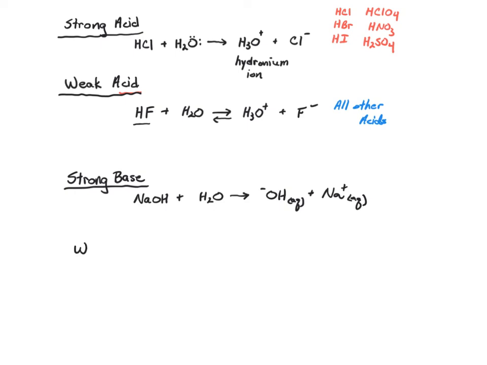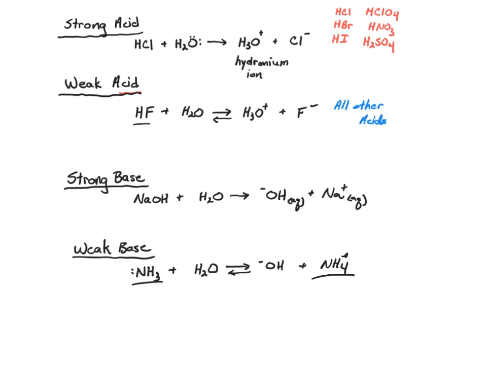Now, a weak base does not produce hydroxide in solution directly. Okay, instead what's going to happen is that weak base is going to steal a proton from water. So for example, ammonia, NH3 with its lone pair, is going to react with water and produce hydroxide plus ammonium. Okay, but again, this is going to be a reversible process, so the reaction's going back and forth. So at any given time, there's going to be some of this ammonia laying around and some of this ammonium laying around. Okay, so we have strong acids, weak acids, strong bases, and weak bases. You need to be able to identify those when you see them.